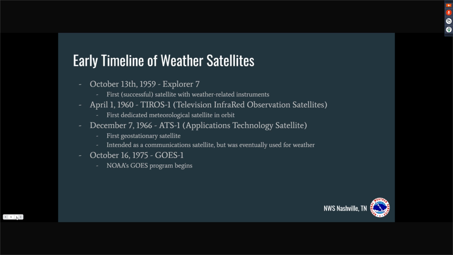Looking at weather satellites, the first satellites that went to space were more just tests. They got a couple of images, but weren't used for meteorology. By October of 1959, there was the first satellite that had some weather-related instruments on it.